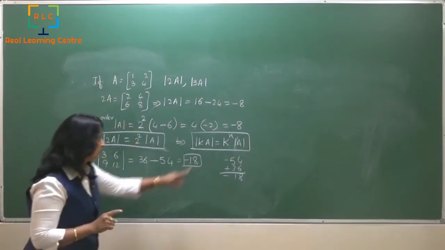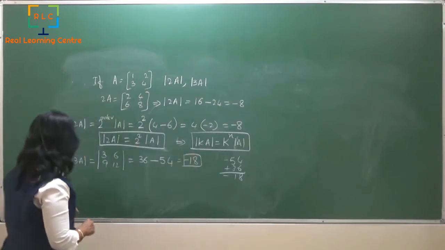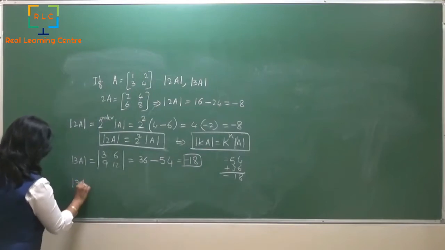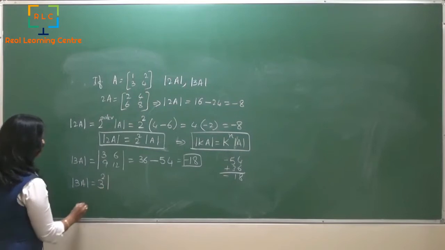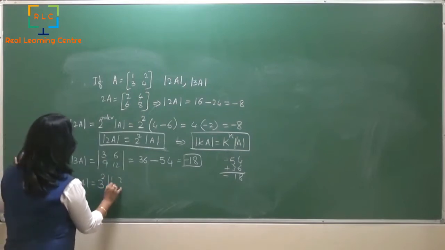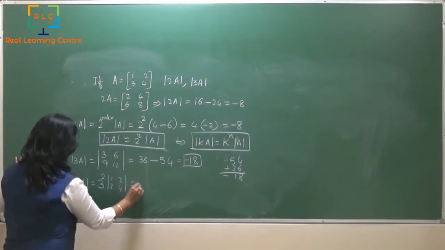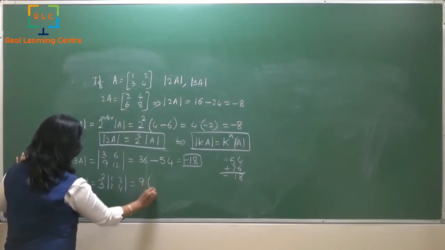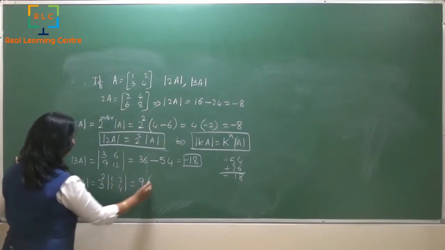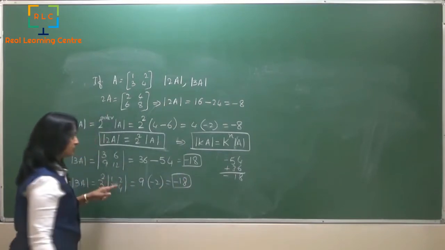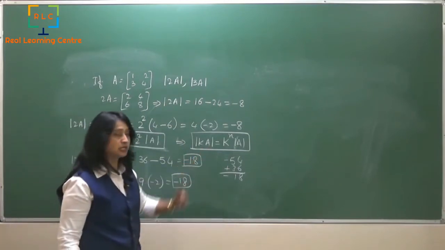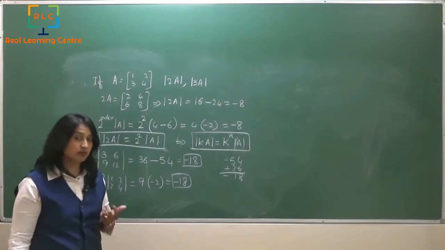Now let us do it with the help of this formula. I shall write the determinant of 3A is equal to 3 power order, which is 2, into the determinant of 1, 2, 3, 4, which is equal to 3 square, which is 9, into 4 minus 6, which is minus 2, which is equal to minus 18. So once again we proved that this formula is right. It has been generalized, but why is it like this?